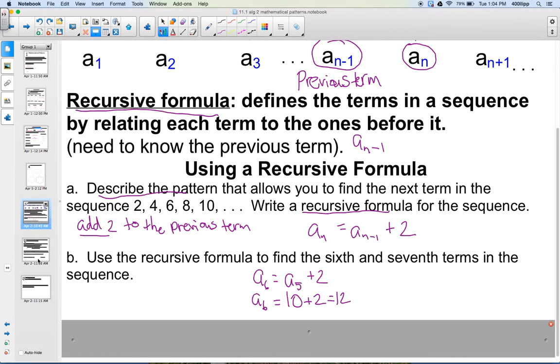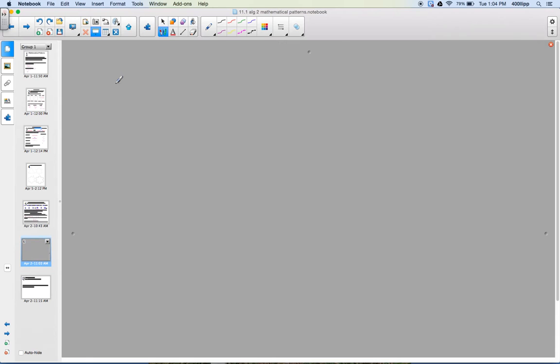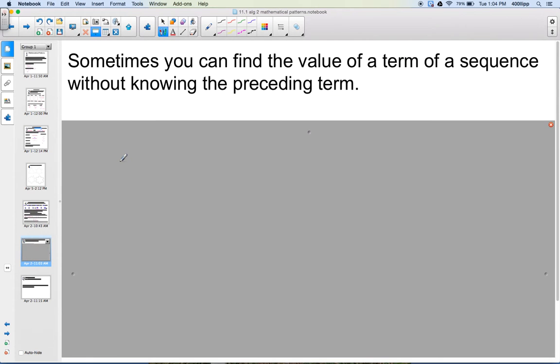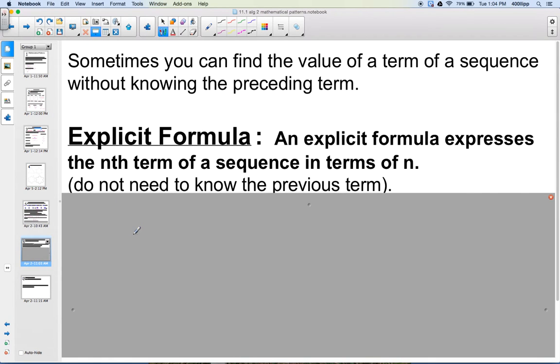All right, moving on. Now we're going to talk about the explicit formula. Sometimes you can find the value of a term of a sequence without knowing the preceding term. That is called the explicit formula. An explicit formula expresses the nth term of a sequence in terms of n, meaning you do not need to know the previous term. Recursive formula, you need the previous term. Explicit formula, you do not need the previous term.